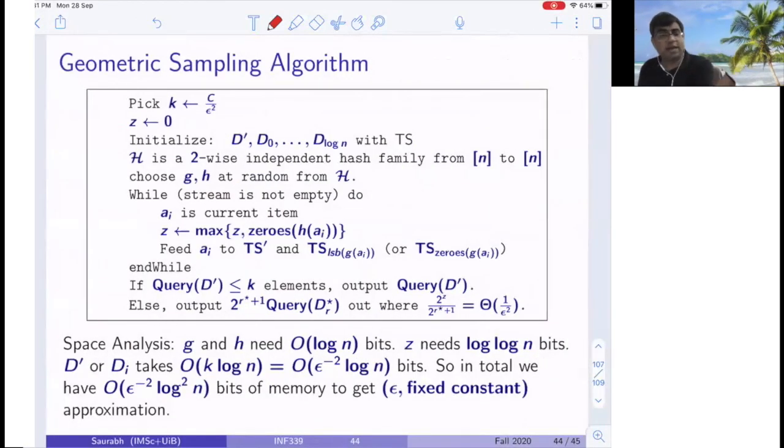So now the analysis. You need G and H, they need order log n bits. J needs log n bits. D prime or Di takes order k log n, order epsilon log n bits, because each Di has to store some k numbers, which is roughly C over epsilon square. So order epsilon square log n bits. In total, because we are running something like log n plus 1 data structures, there's an extra log square n bits of memory to get what? An epsilon, fixed constant approximation. This only gives you a fixed constant approximation. It will not give you a delta approximation.